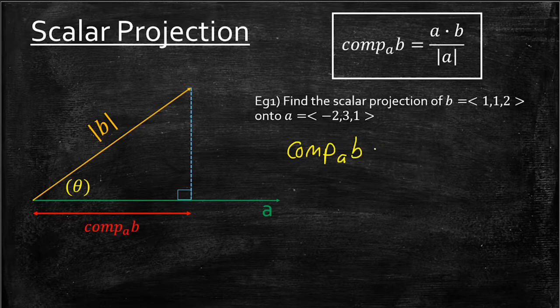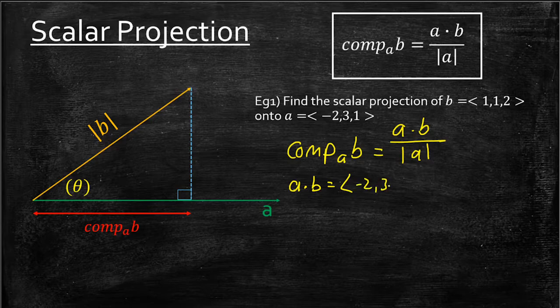of vector B onto vector A, and that's going to be the dot product between A and B divided by the modulus of A. So we need to work out these two things first. So our A dot B is going to equal negative 2, 3, 1 dotted with 1, 1, 2, and that gives us negative 2 times 1 is negative 2, 3 times 1 is 3, and 1 times 2 is 2. So that's just a value of 3.